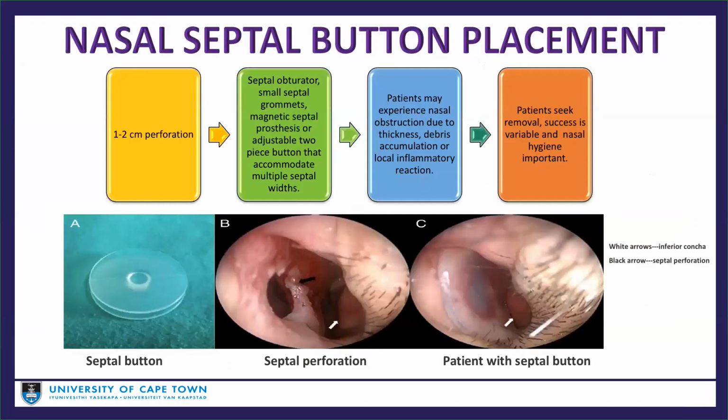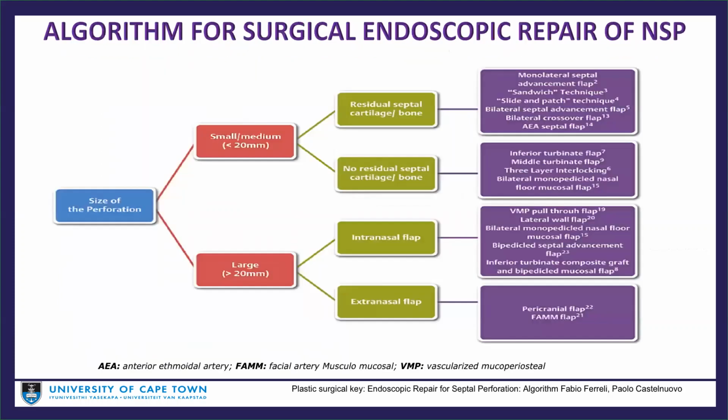Now, we use a nasal septum button in order to close perforations which are 1 to 2 centimeters in size. This is advantageous in the sense that it can be placed in OPD. However, patients do experience nasal obstruction due to accumulation of debris and local inflammatory reaction, and often require removal, and nasal hygiene needs to be explained to such patients.